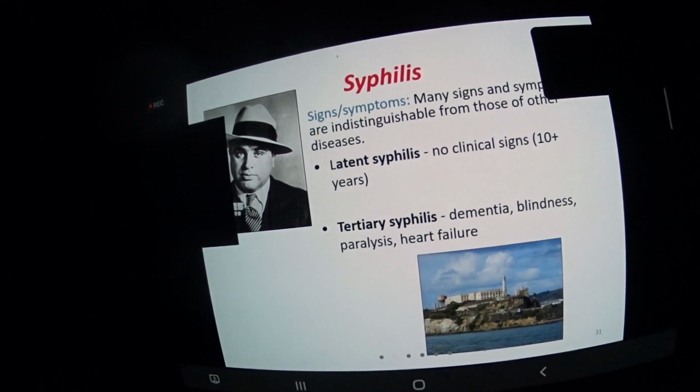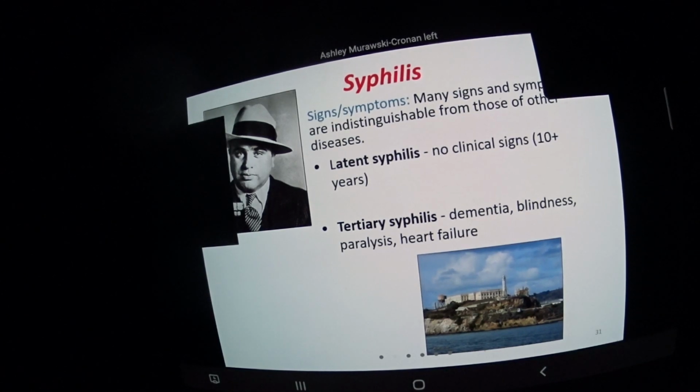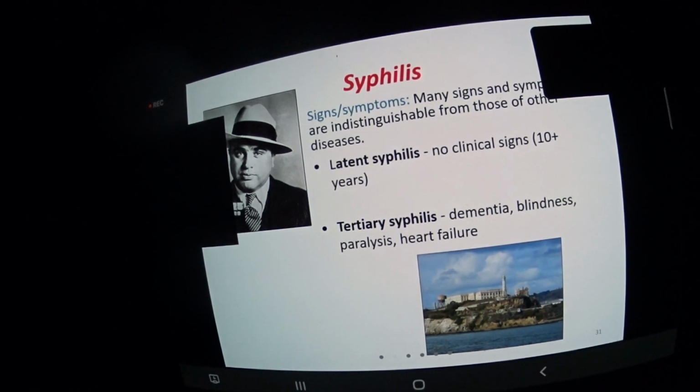Again, at all times, they were giving them these medications, which were just placebo. We're talking about the 1940s. This is when penicillin came along, and they knew penicillin cured syphilis. Intentionally, they did not give it to them.